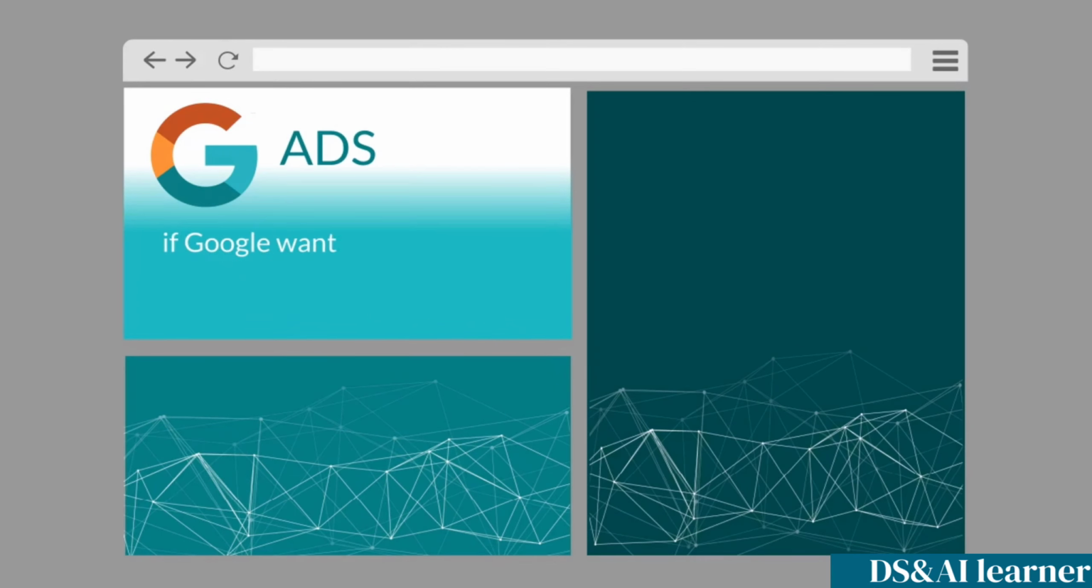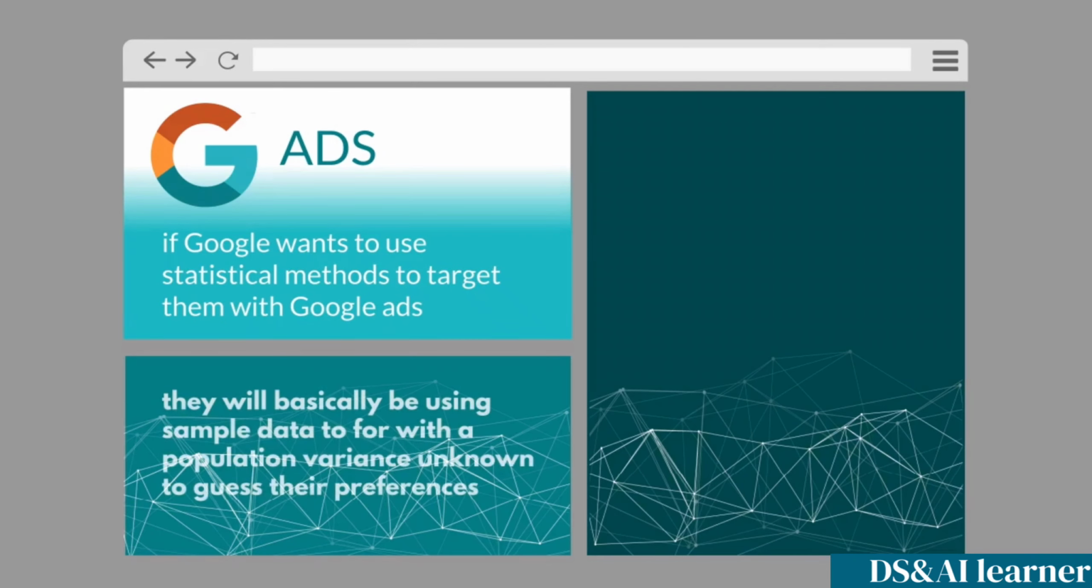So, if Google wants to use statistical methods to target them with Google Ads, they will basically be using sample data with a population variance unknown to guess their preferences.